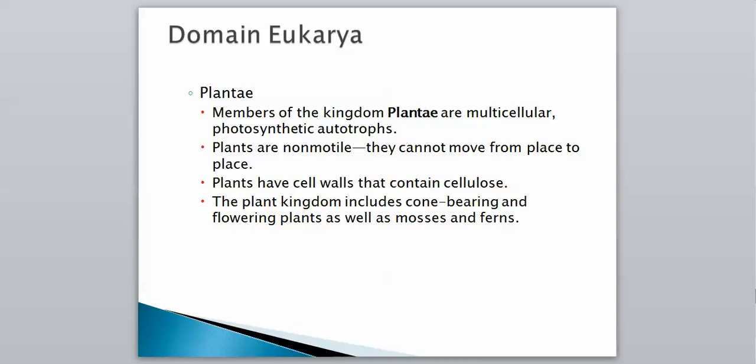They're members of the kingdom Plantae, and they're multicellular photosynthetic autotrophs, which, again, if we don't know those words now, you will. They're non-motile, which means they cannot move. Their cell walls contain cellulose, and the kingdom includes cone-bearing and flowering plants, as well as mosses and ferns. Again, we're going to talk about these more in depth in a little bit.